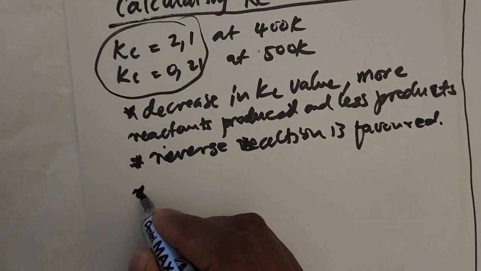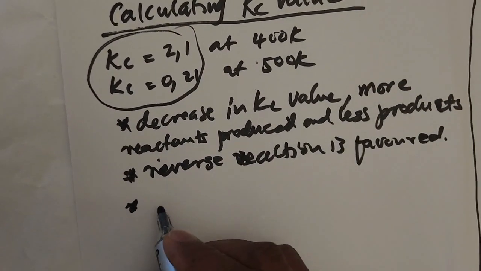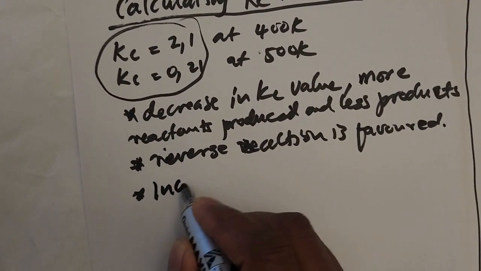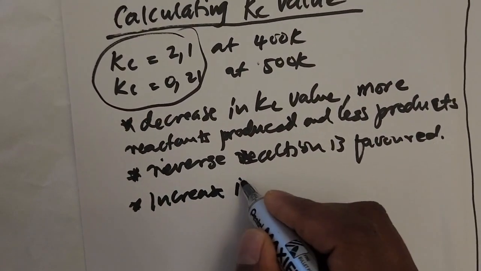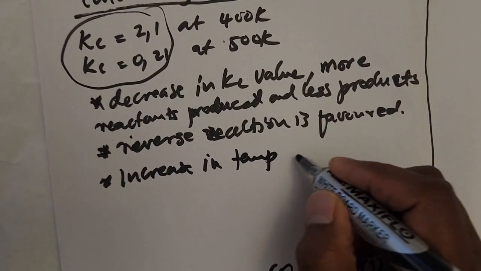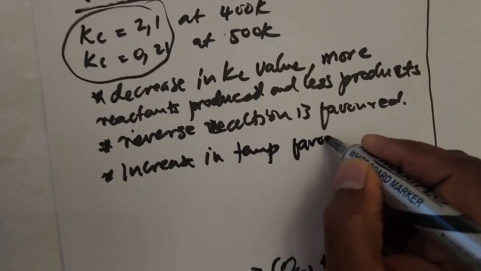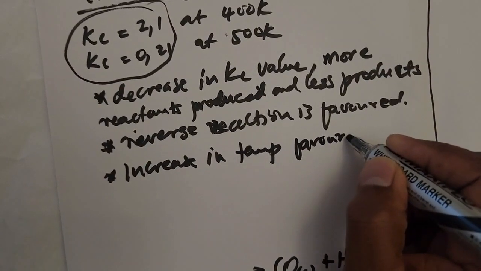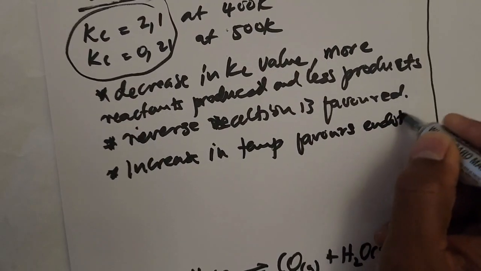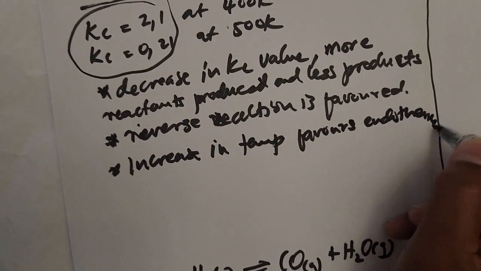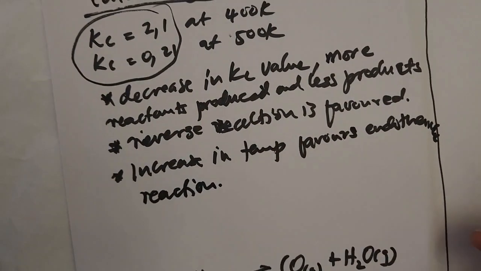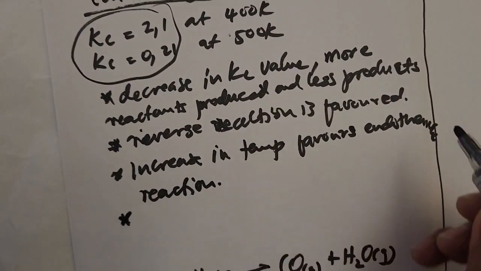Now we go to temperature. From 400 to 500, what happens? The temperature is increasing. Principle says increase in temperature favors an endothermic reaction. In any reaction, increase in temperature favors endothermic reaction.